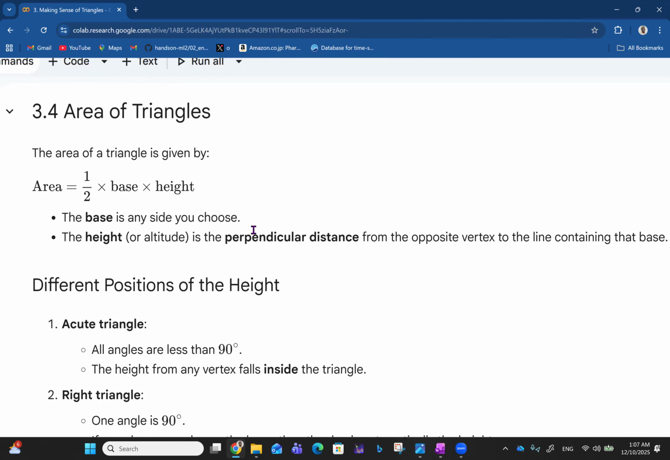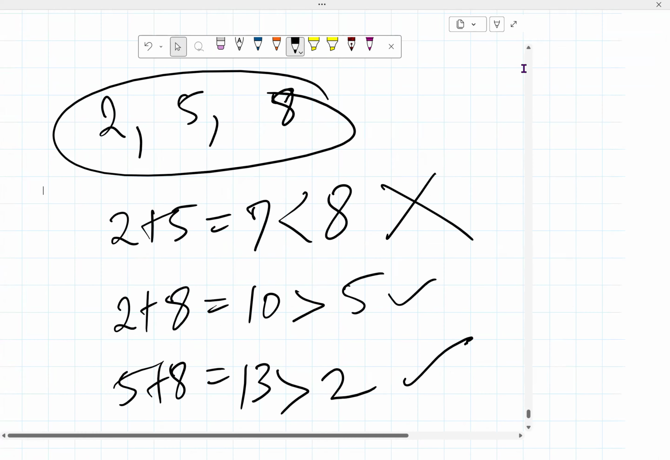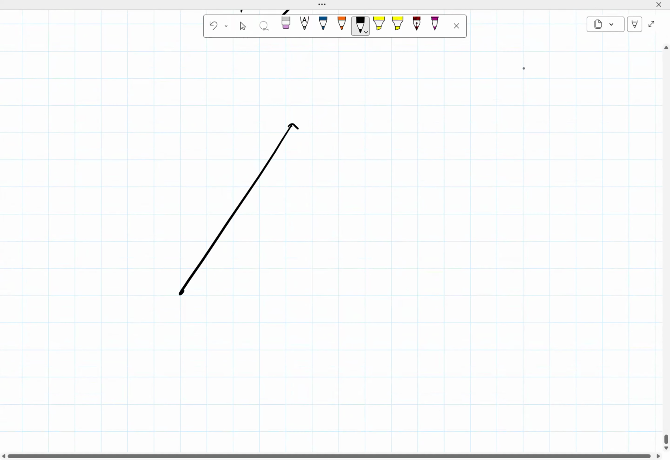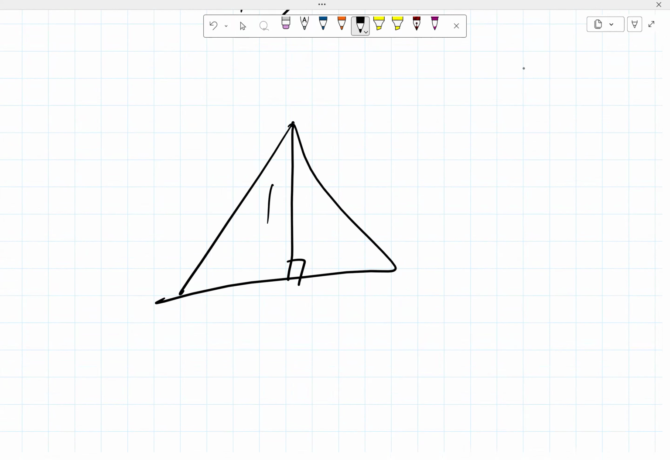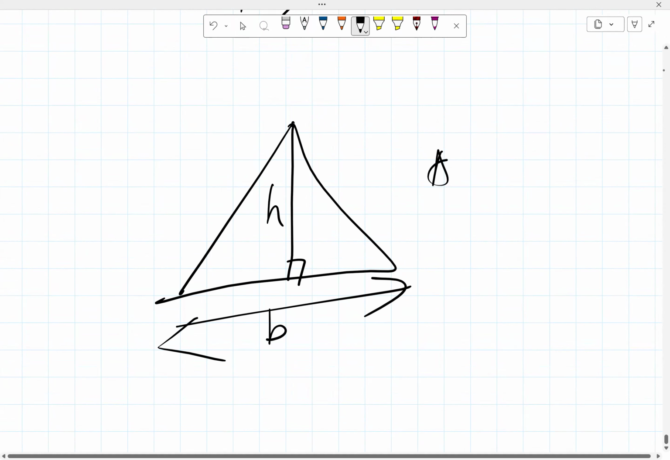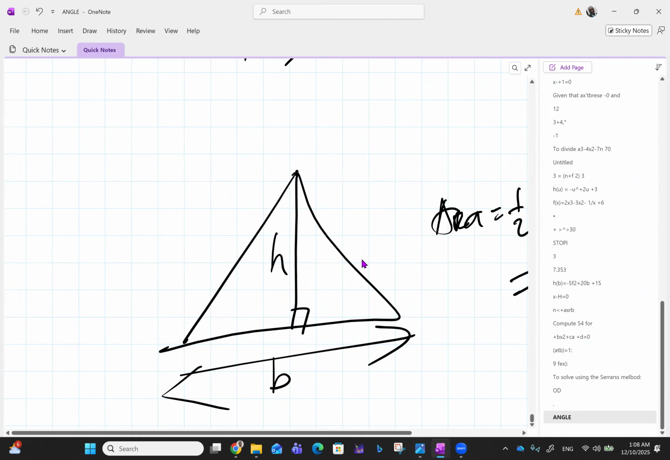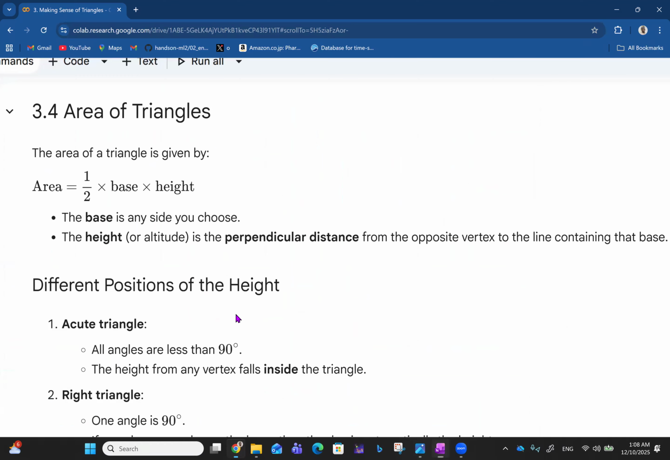The base is any side you choose. The height or altitude is the perpendicular distance from the opposite vertex to the line containing that base. I've given an example of height the other time. If you have a triangle like this, you can always draw a line from here to meet perpendicularly here. So this now becomes the height, and here is what you consider as the base. The area of the triangle in this case is half times the base times the height, like that. So any triangle can be reduced to this idea.